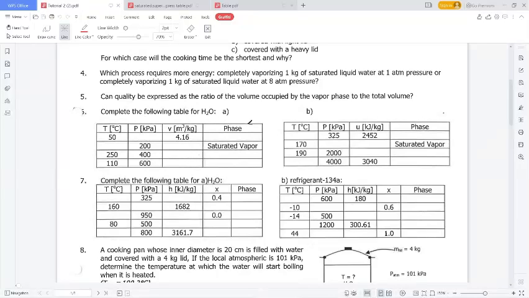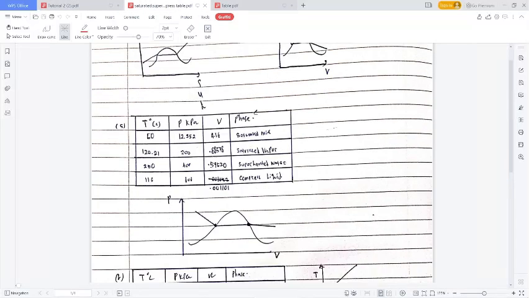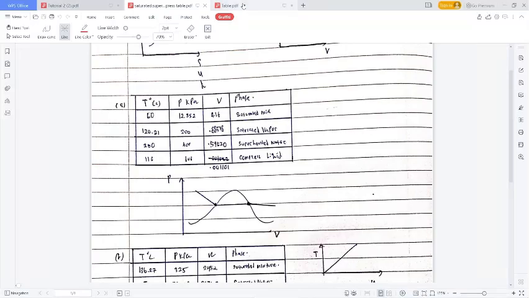So this is the table that I'm going to be dealing with today. Given that the temperature is 15 and the specific volume is 4.16 meter cube per kg, we are asked what the pressure and the phase are. This is for the first row. In attempting to answer that question, this is my answer.